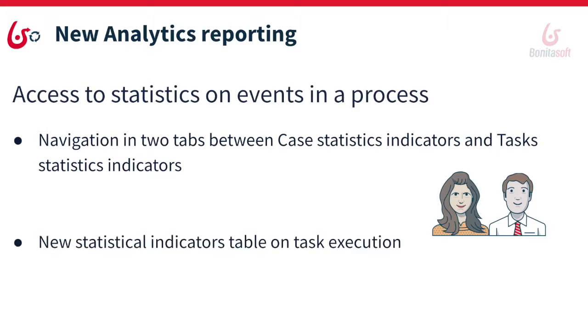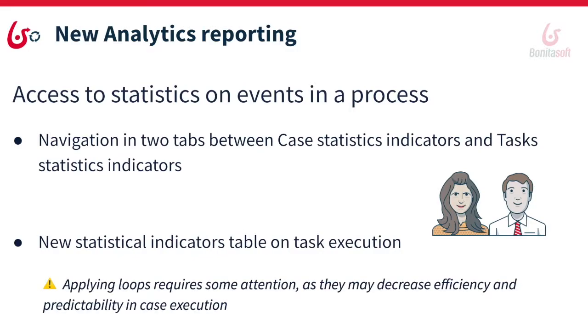In this second tab, you can see a table on the task execution, which will give you a lot of information on tasks and help you improve your process. If you apply loops, you will have to be cautious, as they may decrease the efficiency and the predictability of the algorithm in case execution. I will show you all those improvements during the demonstration which will follow.